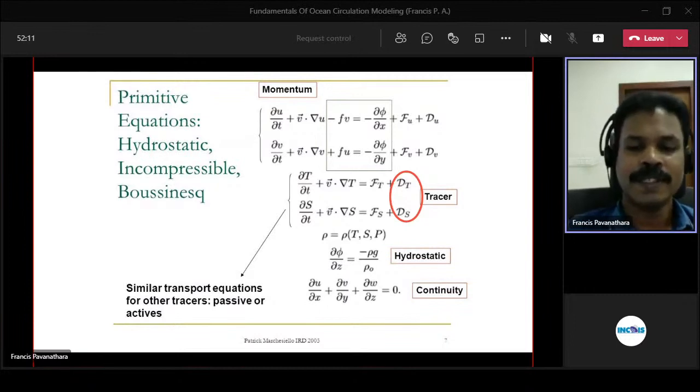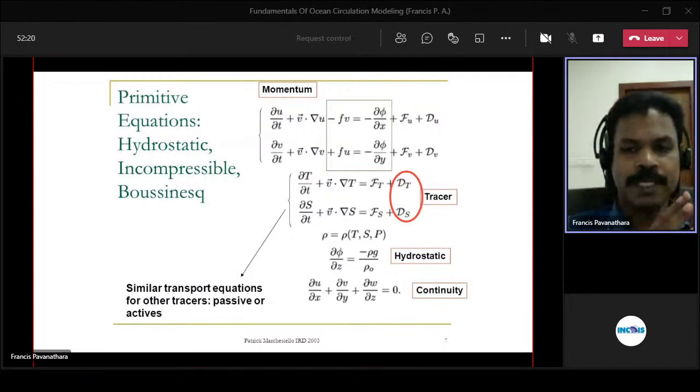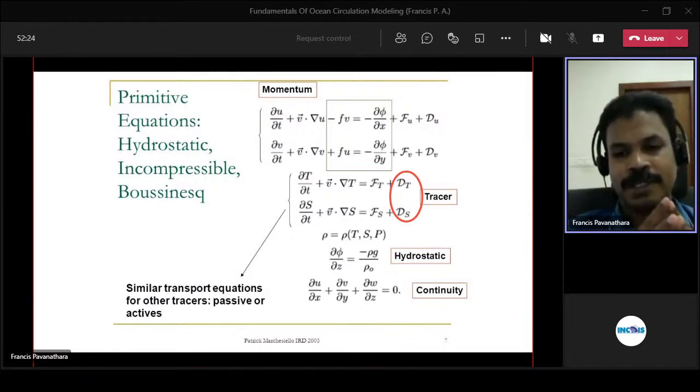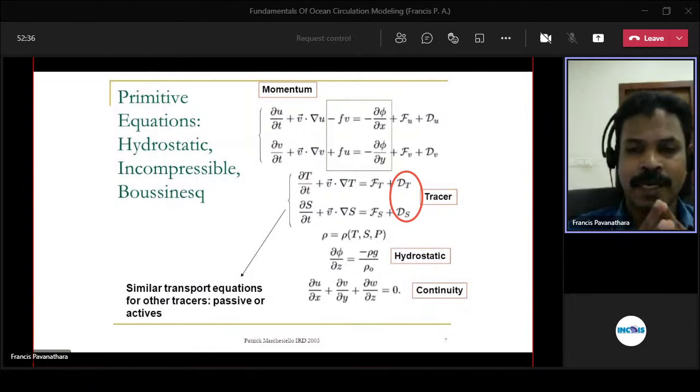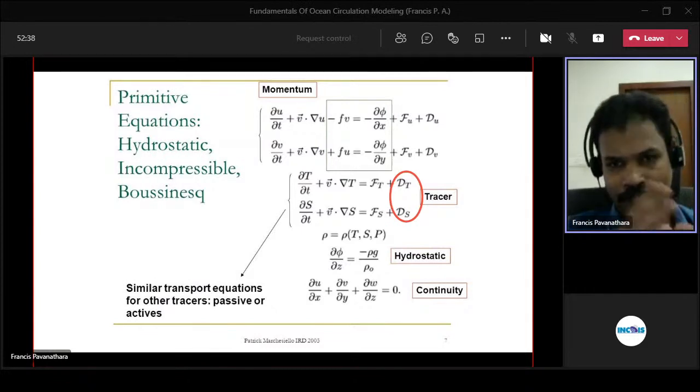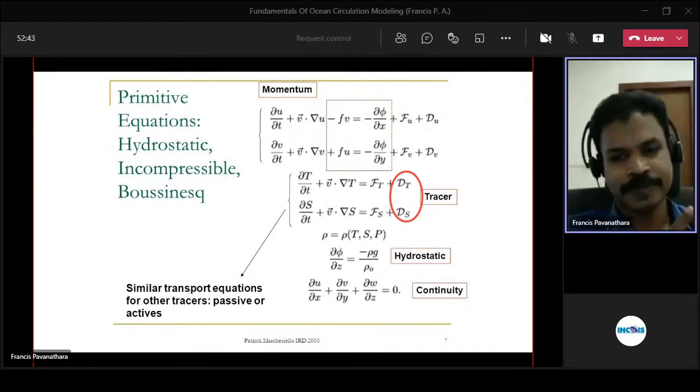Essentially, that is what is keeping the deeper ocean temperature and salinity distribution, because the source of temperature or the salinity, heat and fresh water, is at the surface of the ocean. So this has to be distributed downward. So these two terms are very critical. That's what we will see, how they are getting distributed from an ocean modeling point of view, in the next part of the lecture.